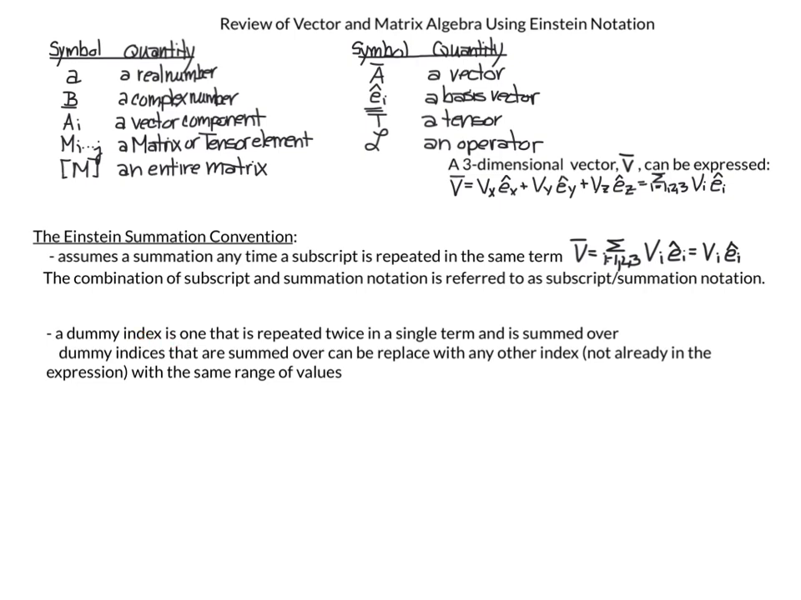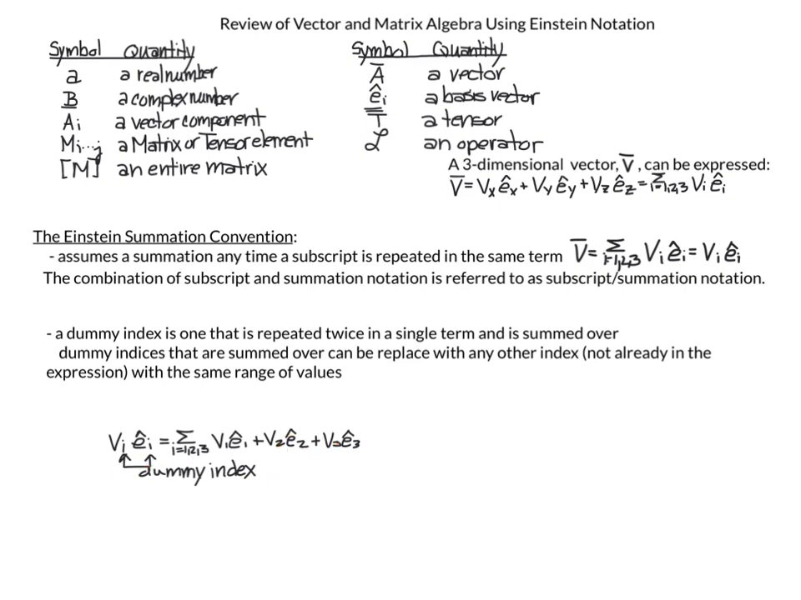A dummy index is one that is repeated twice in a single term and is summed over. So for example, this i here is repeated twice in the same term, and so we will sum over it. I have this written out. I have my v sub i, e sub i here, my dummy index. It's repeated twice in the same term, so I sum over it. And in physics, we assume we are working generally in 3 dimensions, so i is going to go from 1, 2, and 3. So we have v1 e1 plus v2 e2 plus v3 e3.